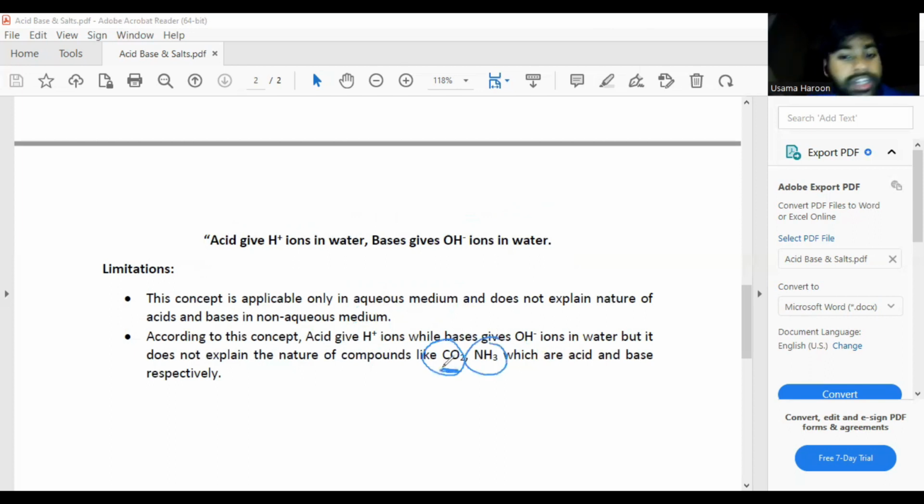As you can see, in CO2 there is no H+ ion, but still CO2 is an acid. But according to the Arrhenius concept, you cannot describe CO2 as an acid. And if we talk about NH3, there are no OH− ions present in the NH3 molecule, but still it is a base. But with the Arrhenius concept, you cannot describe NH3 as a base. So here are the 2 limitations that the Arrhenius concept has.